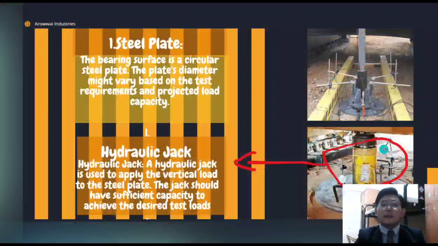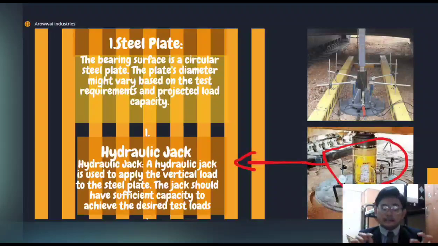The first instrumentation is the steel plate itself. The bearing surface is a circular steel plate; the plate diameter might vary based on the test requirement and projected load capacity. Second is the hydraulic jack. As you can see, the red line that I circled and highlighted shows the position of the hydraulic jack on the steel plate.